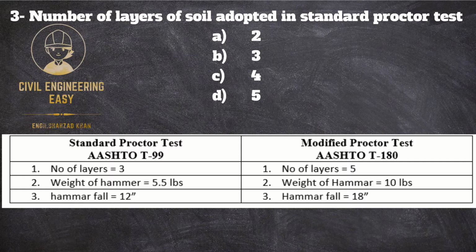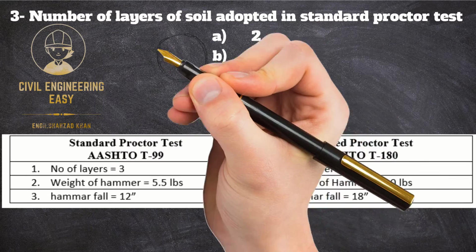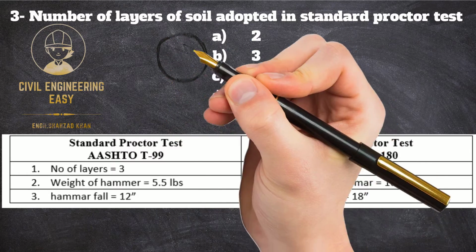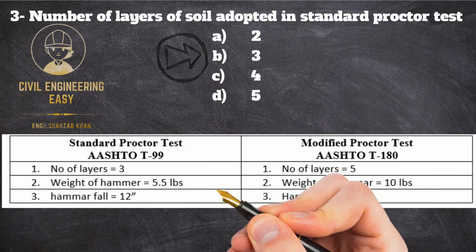The weight of the hammer in the standard proctor test is 5.5 pounds, while the weight of the hammer in the case of the modified proctor test is 10 pounds. The hammer falls from a height of 12 inches in the case of the standard proctor test, while in the case of the modified proctor test, the fall of the hammer is 18 inches. So the number of layers of soil adopted in a standard proctor test is 3.